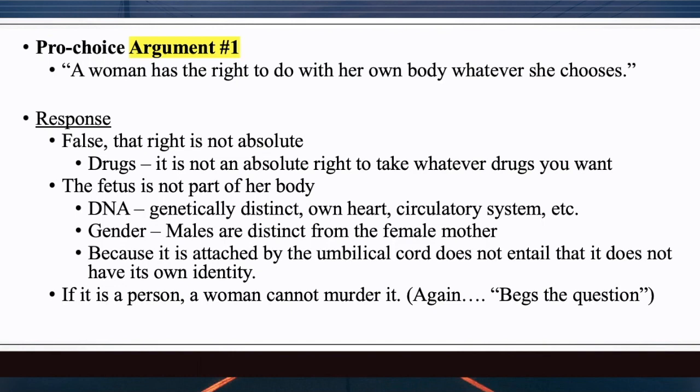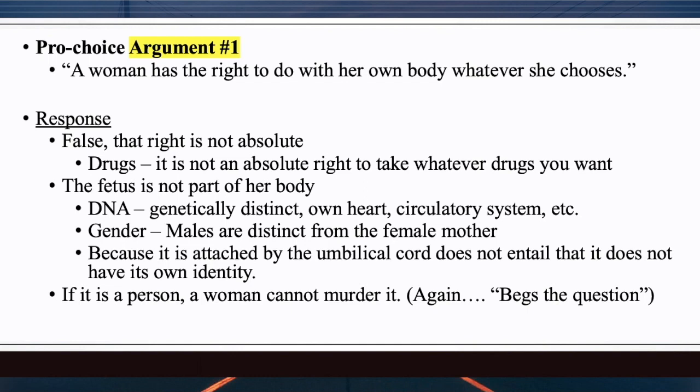The DNA. Every single person has genetically distinct DNA. It is not her DNA that is in the fetus. It's her and the father's DNA that have been brought together in the fetus. So the DNA is genetically distinct, and everybody's is genetically distinct. And also the fetus has its own heart, its own circulatory system. It's separate from hers. So you can see that there's separation there.